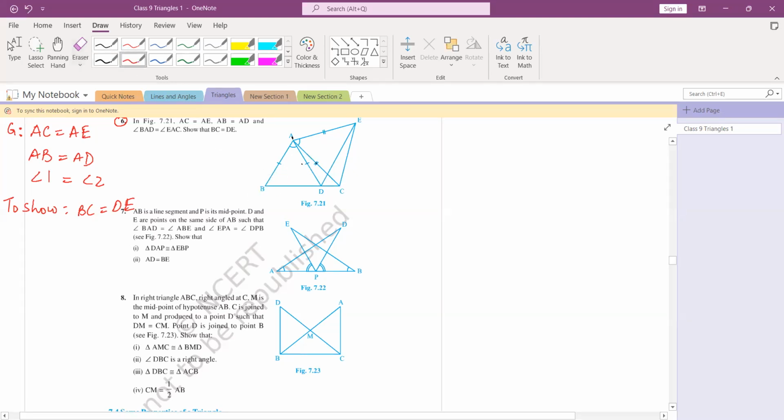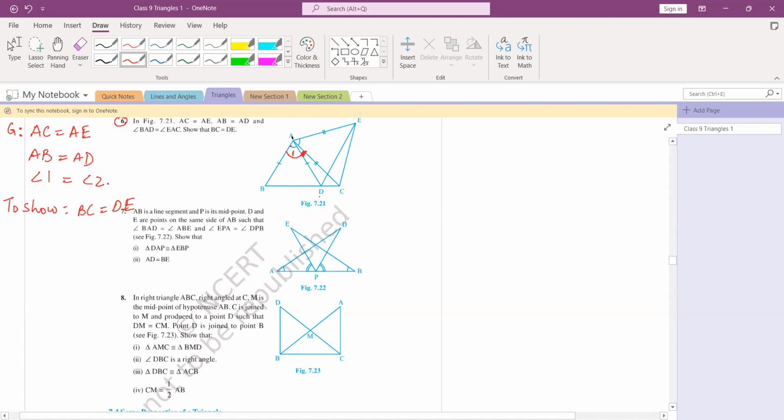Now look here, only this much angle is given to us. This is angle 1, I have told you. But for triangle ABC, I need this complete angle, from here to here. This also I need, this one. Fine? Yes, ma'am. Yes.